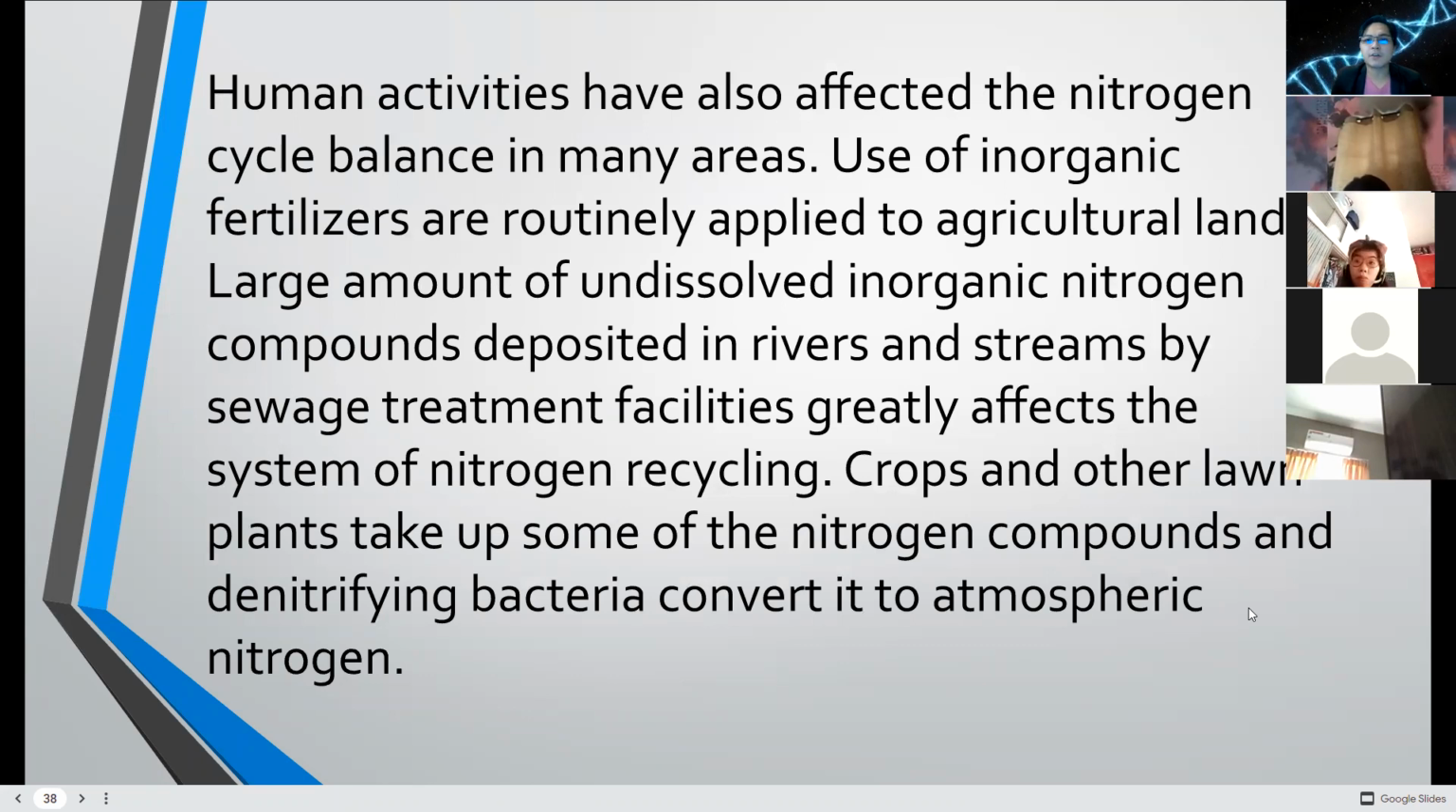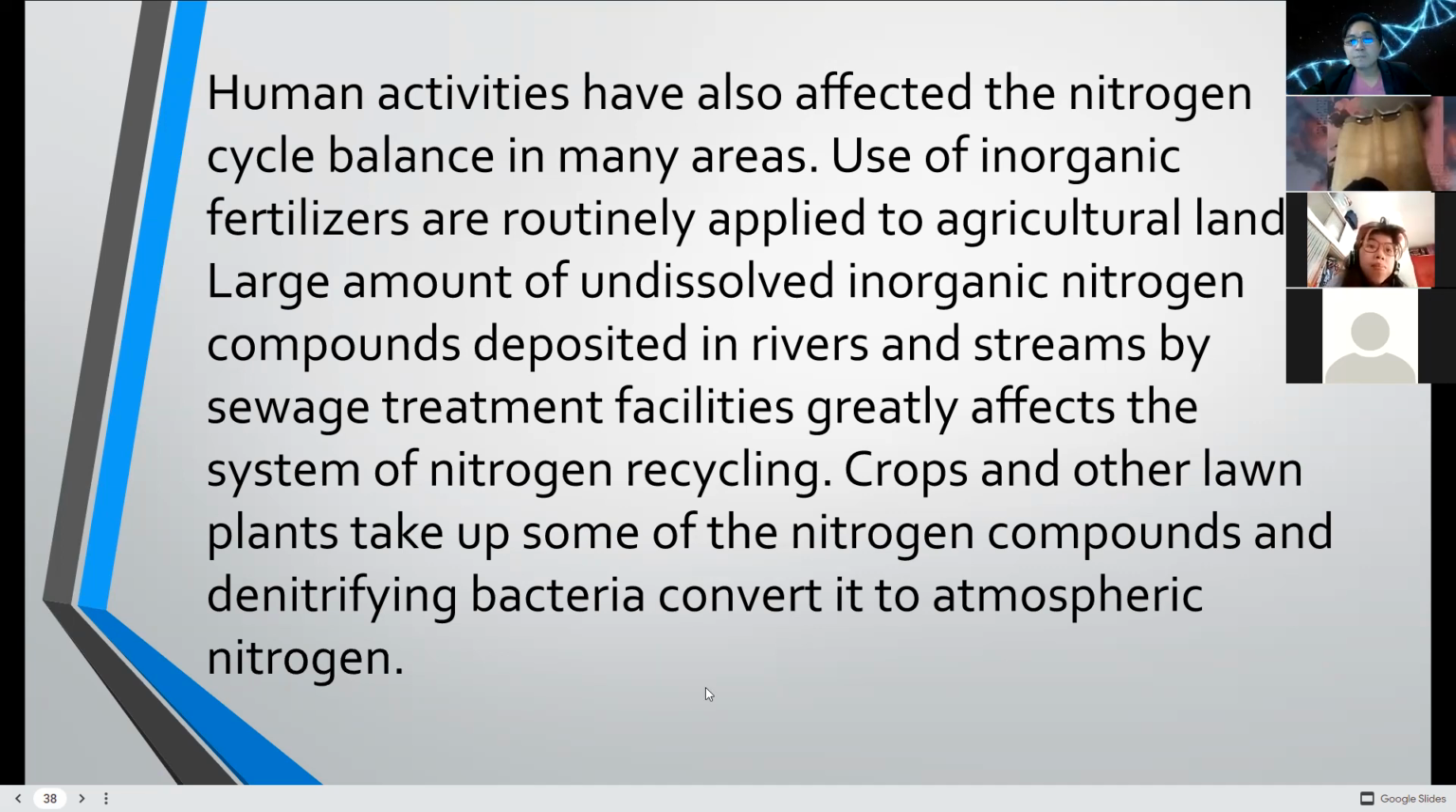Human activities have also affected the nitrogen cycle balance in many areas. Okay, inorganic fertilizers are routinely applied in agricultural lands. The inorganic fertilizers, we need to say, are chemicals. The large amount of undissolved inorganic nitrogen compound deposited in the rivers and streams by sewage treatment facilities greatly affects the system of the nitrogen cycle. This actually affects the nitrogen cycle.